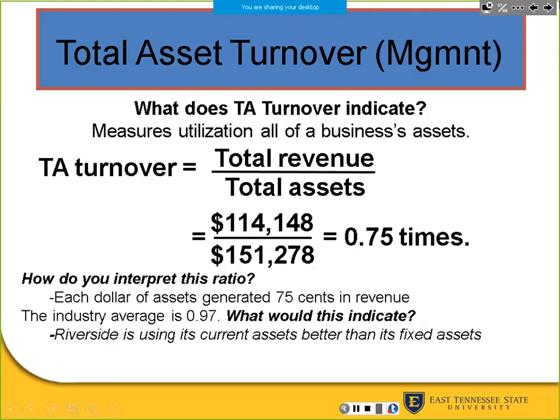I thought I had one more there. So in terms of assets, we are much better at utilizing what our current assets are than utilizing what our fixed assets are in terms of property and equipment. So we do much better compared to the industry average.